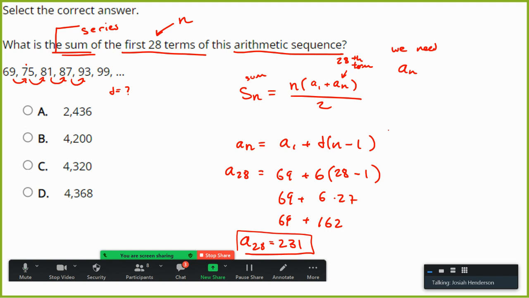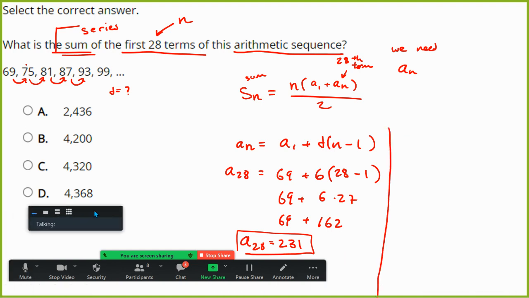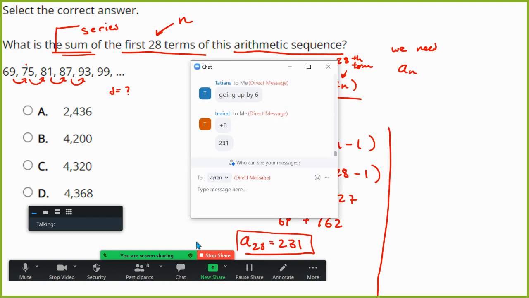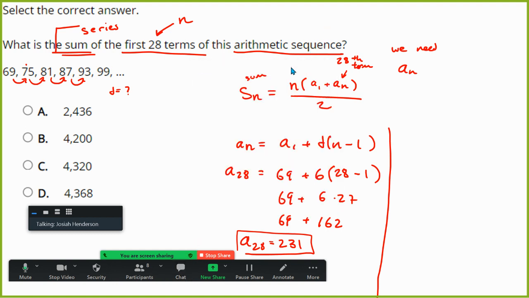Okay, now I'm going to partition this. Nice job, Tira. I see that. Thank you. Good. Now remember, they're asking us for the series, though, the sum of the first 28. So that was side work. We had to do that background work to use our series formula. So now we'll do that on the right.